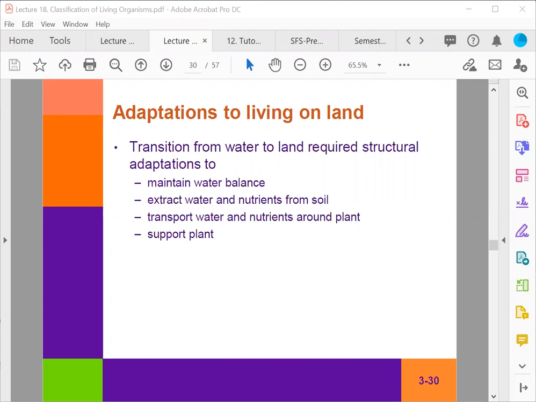In contrast, land plants inhabit environments that are often water limited and they can't move around. So this transition from water to land required structural adaptations to maintain water balance, to be able to extract water and nutrients from the soil, to be able to transport water and nutrients throughout the body of the plant, and adaptations to be able to support the plant, enabling plants to get bigger.